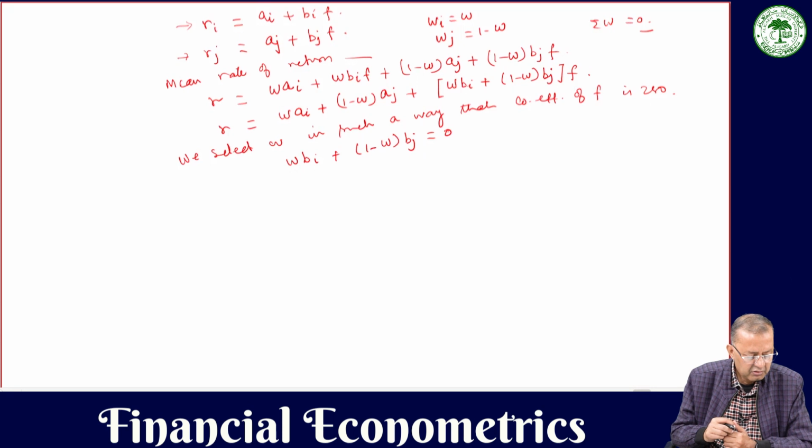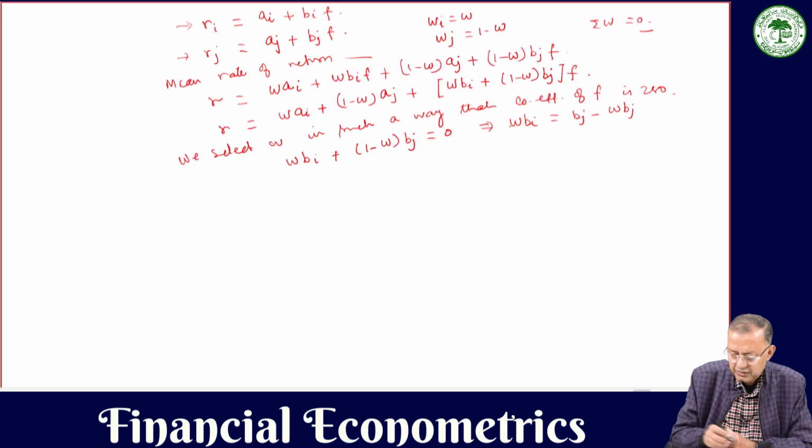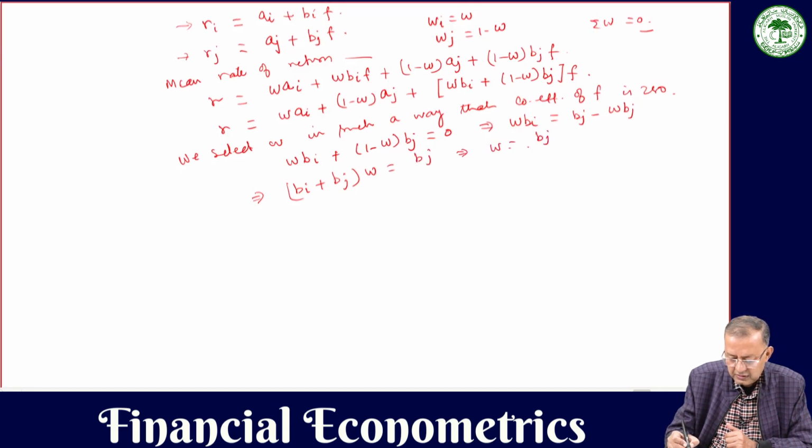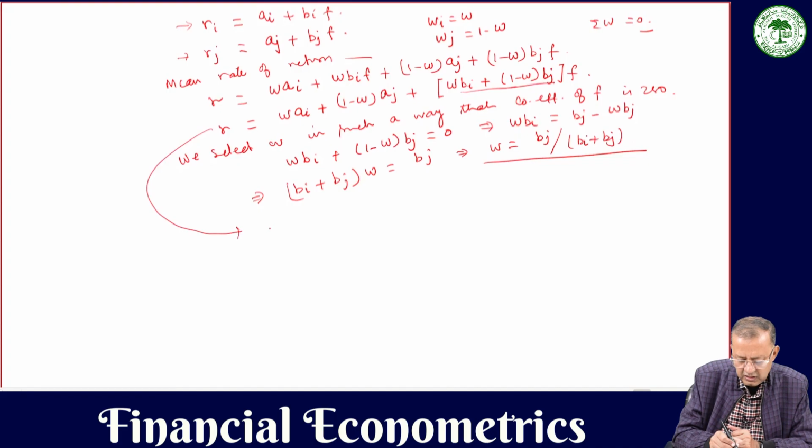So from here, if we try to calculate the value of W, this will be W Bi minus Bj plus Bj, so from here, Bi minus Bj into W is equal to minus Bj, or W is equal to Bj upon Bj minus Bi. Clear?